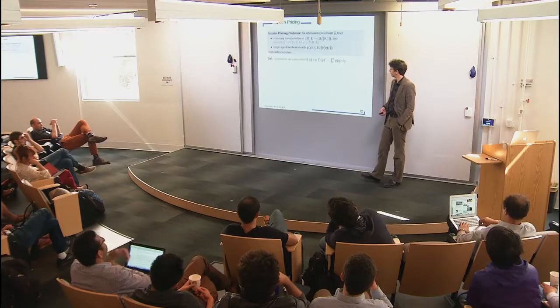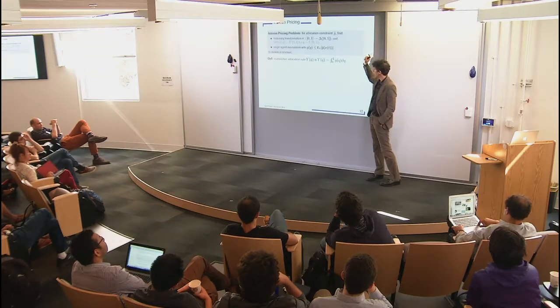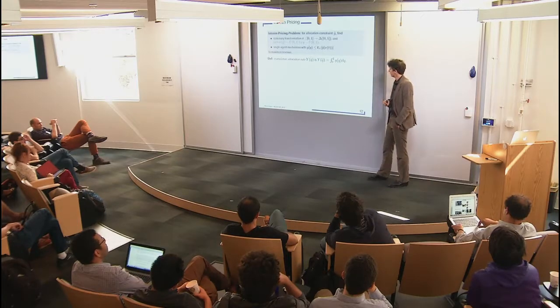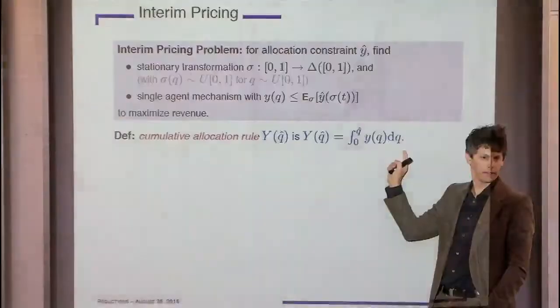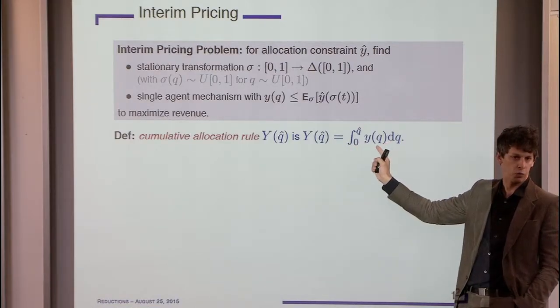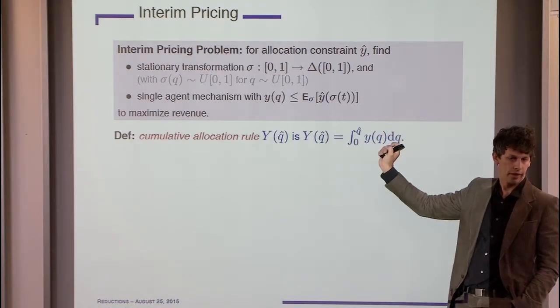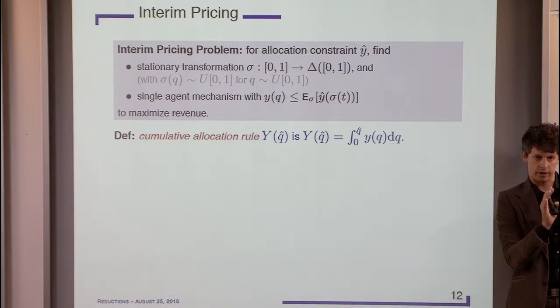I want to give you another way. If you find this definition confusing, I'm happy for you to take the theorem I'm going to prove as the definition instead. Okay, so let's define the cumulative allocation rule as just its integral. So the cumulative allocation rule for q hat is integrating the allocation rule from 0 to q hat. Okay, in other words, let's think about this. Q hat is a constraint on the quantile, right? So I take all the players with quantile stronger than q hat, and I ask what's their expected probability of being served.